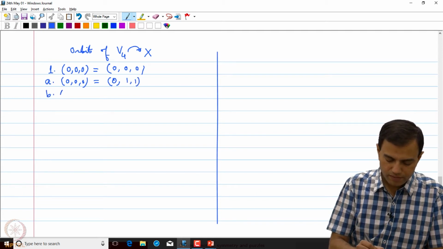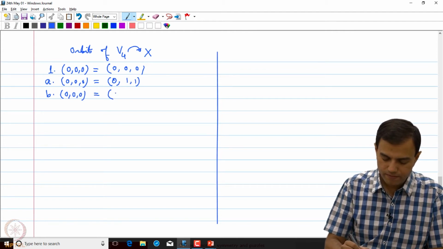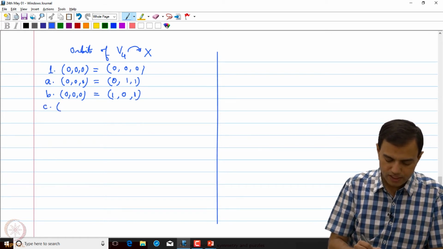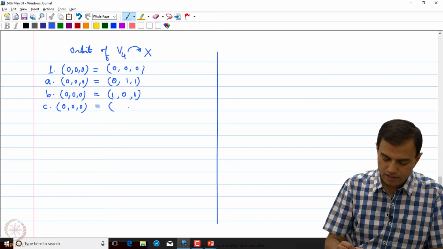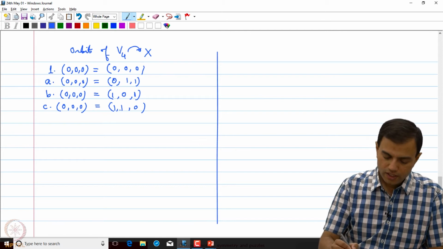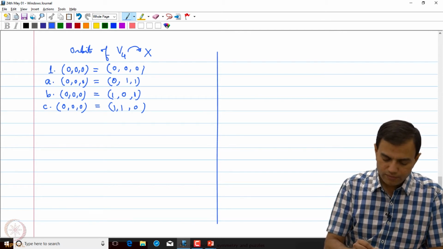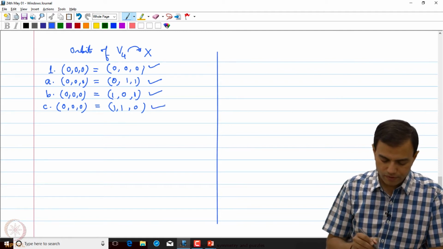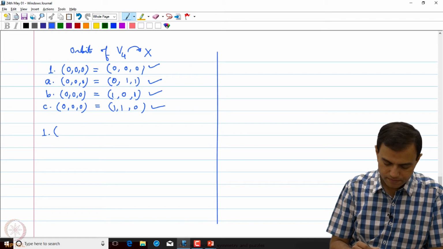What about B? When B acts on 0 0 0, what happens? You have the middle position does not change and this changes to 1, this also changes to 1. And when it happens with C, what do you have? Last position doesn't change and the first two positions change. So 0 0 0 can move to either of these positions.